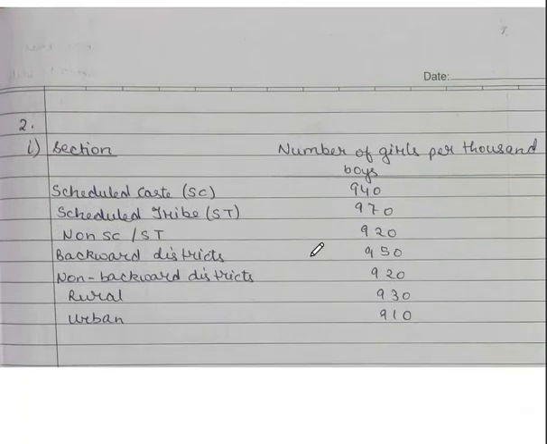Now, the second question I'll teach you, that is also a bar graph. This is question number 2. It is given about the following data on the number of girls, to the nearest 10, per 1000 boys in different sections of Indian society. Sections given: scheduled caste, scheduled tribe, non-SC/ST, backward districts, non-backward districts, rural, urban, etc. Number of girls per 1000 boys is given as 940, 970 like that up to 910. All are 900 above. With the help of this information, they are telling us to make the bar graph.